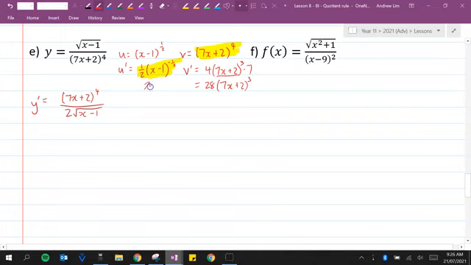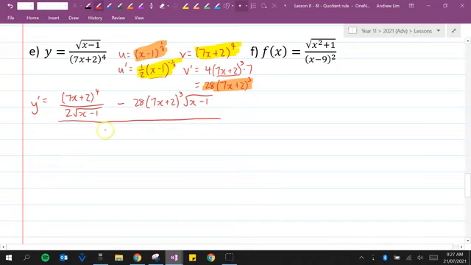Okay, so I just wrote that at the bottom. 2 at the bottom. This goes to the bottom as well. We're going to minus uv dash. These two multiply together, which is 28 (7x plus 2) cubed. I'm going to write this in surd form, the square root of x minus 1. And all of that over v squared, which is (7x plus 2) to the power of 8.